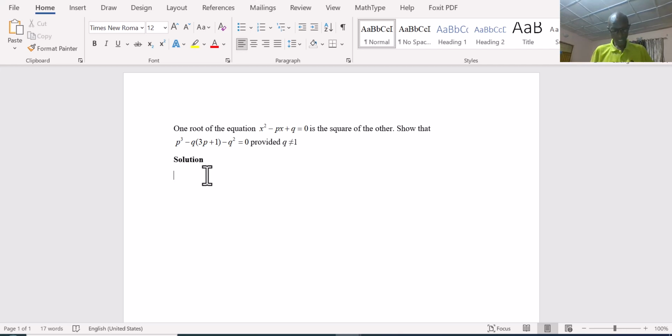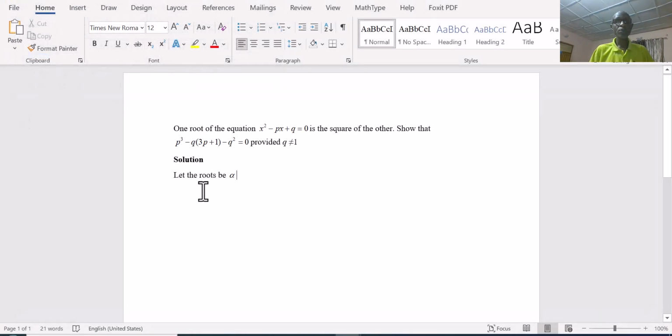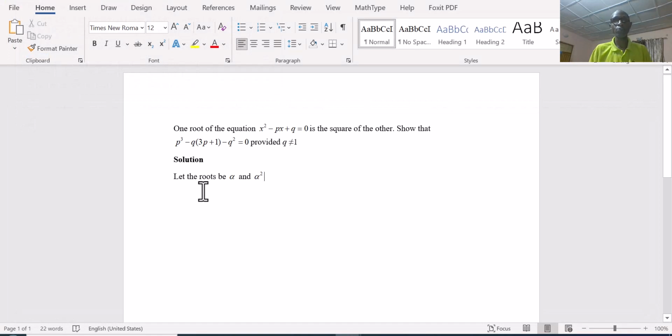Let the roots be alpha and alpha squared, according to the question we are given. One of the roots of this equation is the square of the other. So if one is alpha, the other one will be alpha squared.